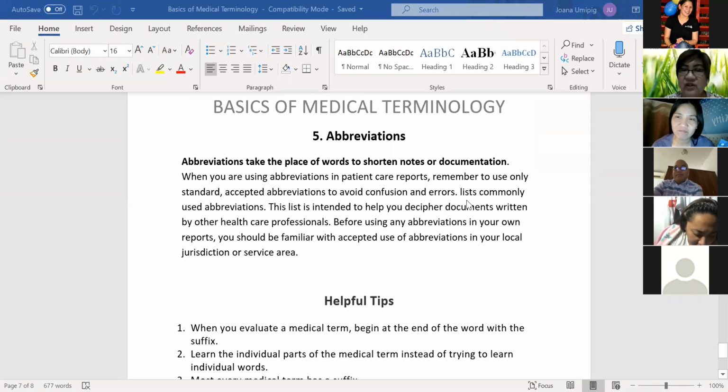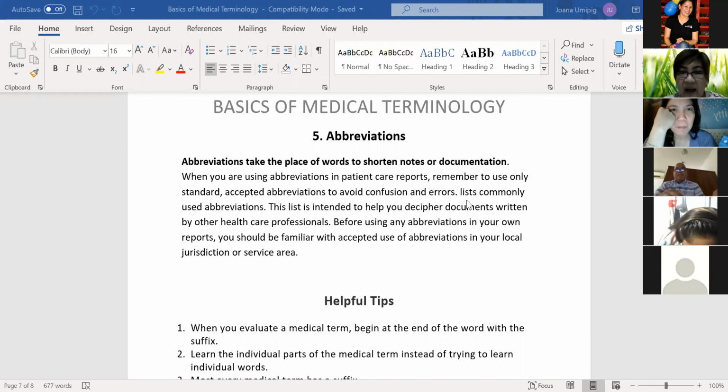Abbreviations. Abbreviations take the place of words to shorten notes or documentation. This is where we abbreviate. Gastro. What is gastro? Gastro relates to the stomach. Then pneumonia. Pneumonia pertains to the infection, pneumonitis. The doctor will say, yes, there is a pneumonia, pneumonitis. Like that. They abbreviate to shorten notes or documentation.